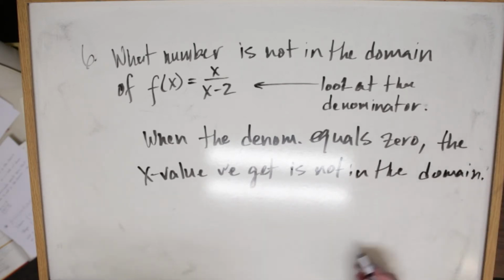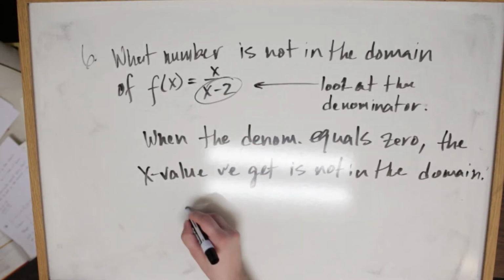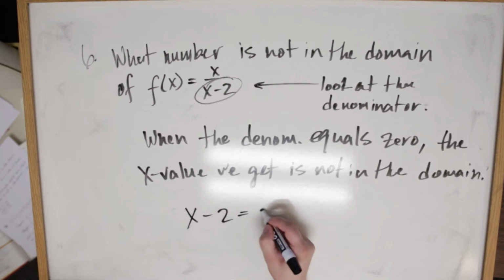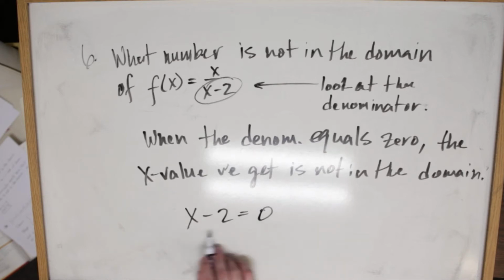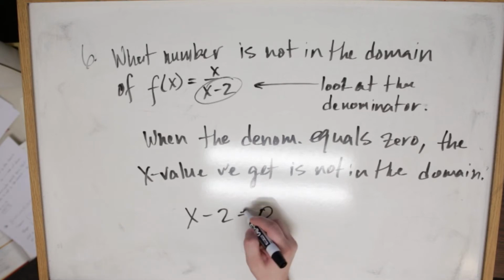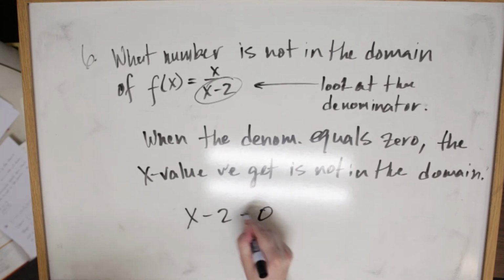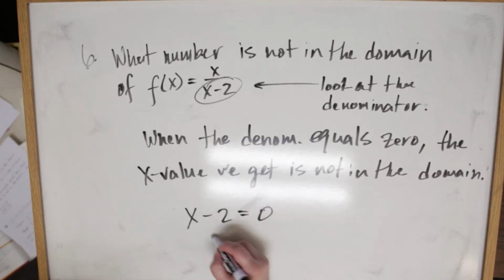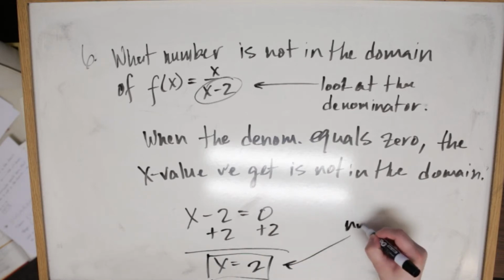Okay, so what we do is we take this denominator and we paradoxically set it equal to 0. You're like, wait, we don't want that to be 0. You're right. But in order for us to find what's not in the domain, we actually have to set it equal to 0. You could say not equal to 0, but I just like saying equal to 0. So now we add 2 to both sides, and I'm going to find that x is equal to 2. Okay? So x equals 2 is not in the domain.